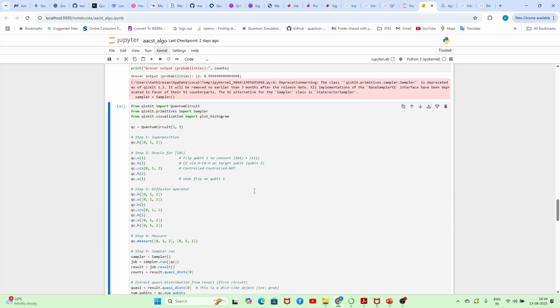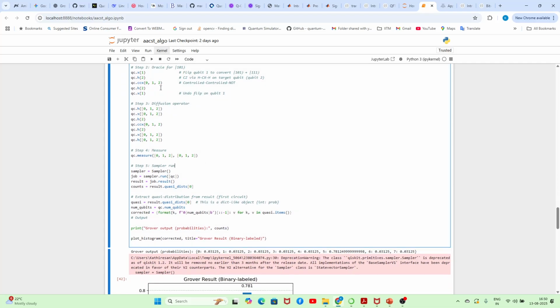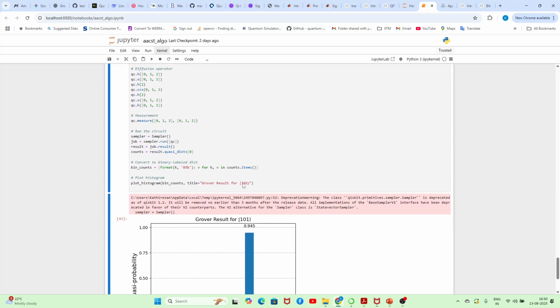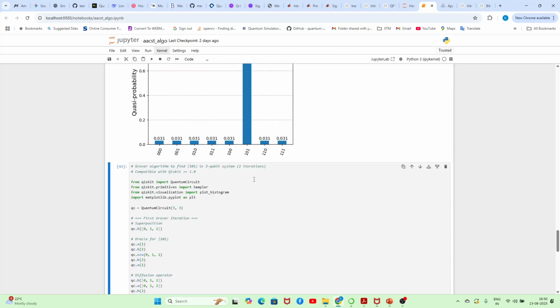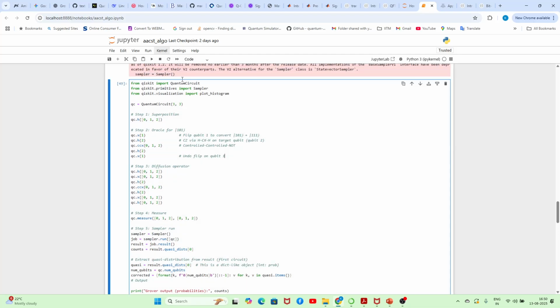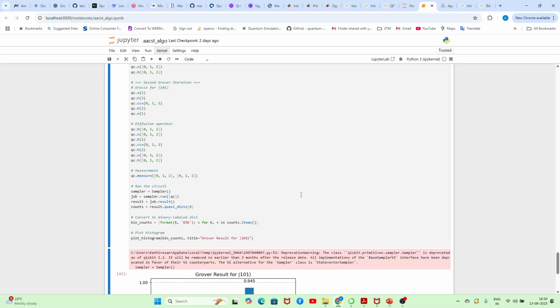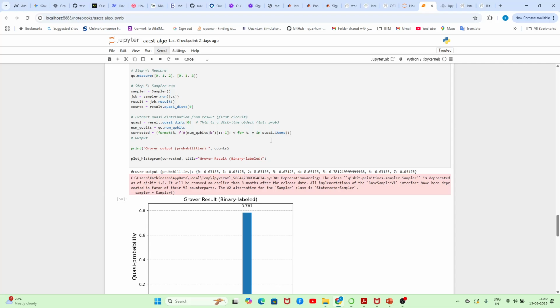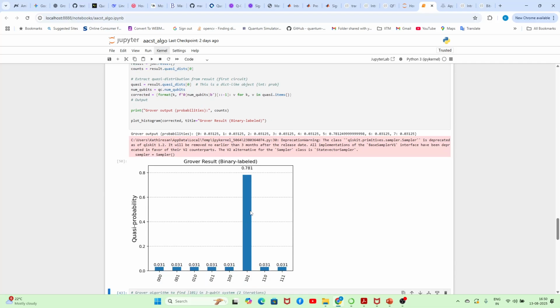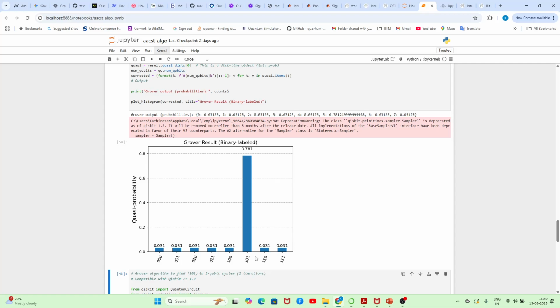And also we'll learn one more thing. So same thing, we need to build the oracle and diffusion operator. Then we'll run it. Let us see how it runs. Oh, got the answer 101. So it gave the answer. With this one iteration alone, we get higher probability, but this is not sufficient. So this should be much more.